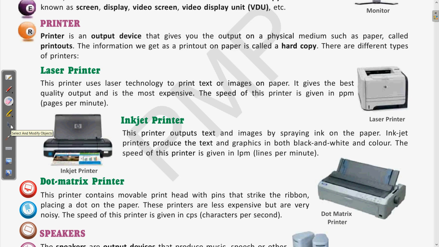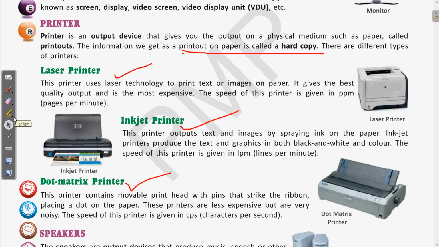Because a monitor displays the output, in the same way the printer is also used for printing different items, which is called a hard copy or printout, as you can see. So laser printer, inkjet printer and dot matrix printer we have discussed, so they are also types of output devices. Next we have seen the speaker.